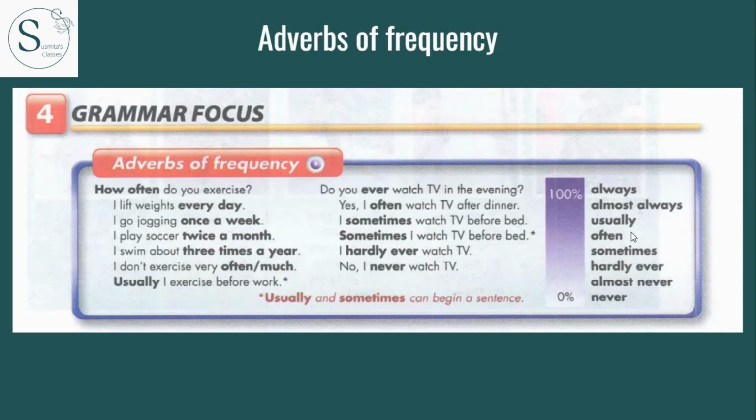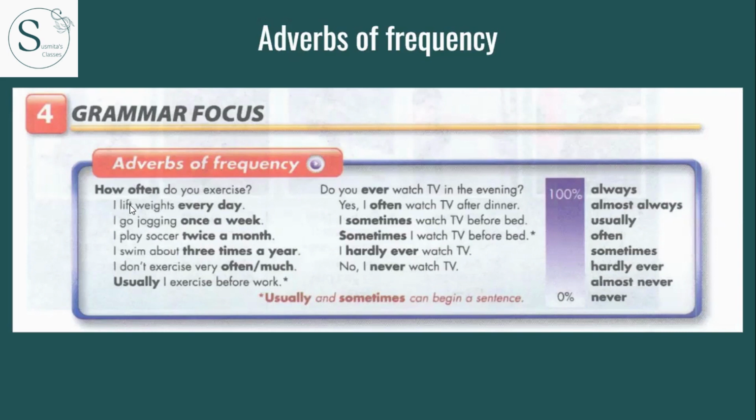I often go out on weekends. That means say 50%. That is high frequency, right? Usually, I can say, I usually go out on weekends. That means there is high frequency here. Almost always, and then we have always. Always means 100%. Okay. Now let us look at some examples.